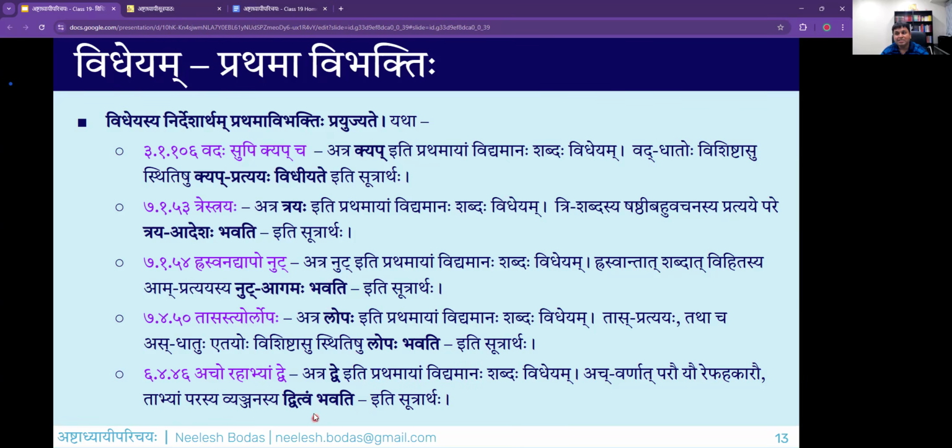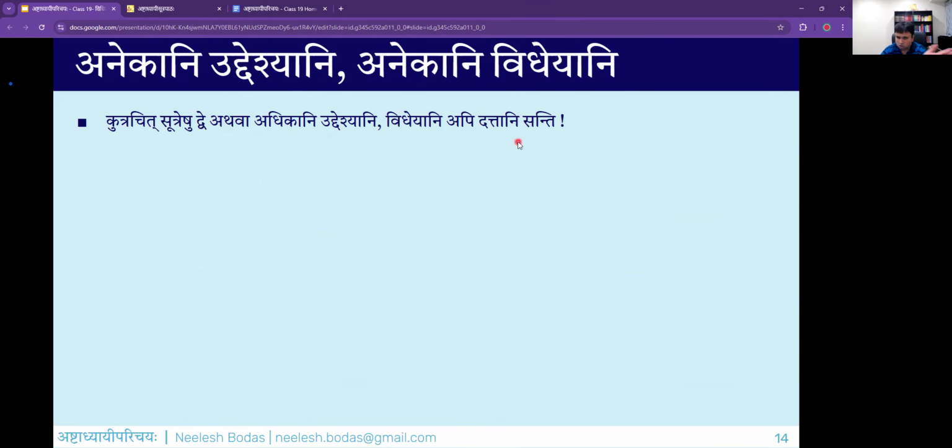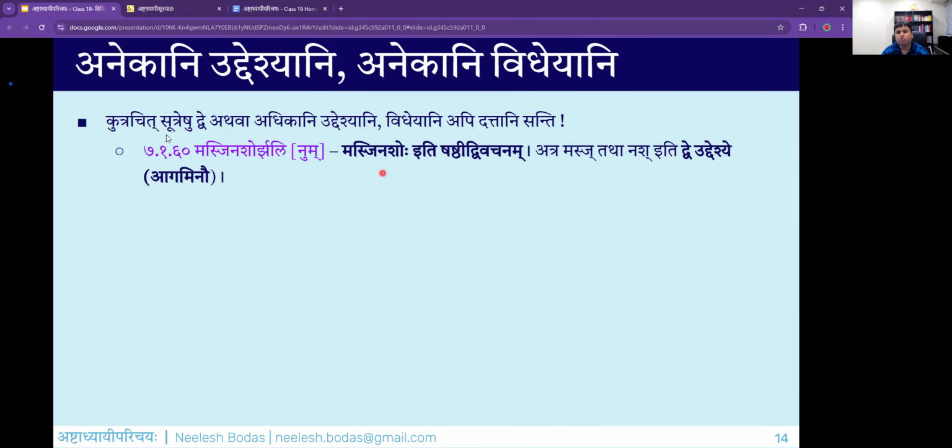So in all these cases, the vidheya is indicated by prathama vibhakti, uddesha is indicated by panchami, shashti or saptami, and there can be many uddeshas and many vidheyas. So I actually have shown some examples on the previous slide, but I still collected a few more.